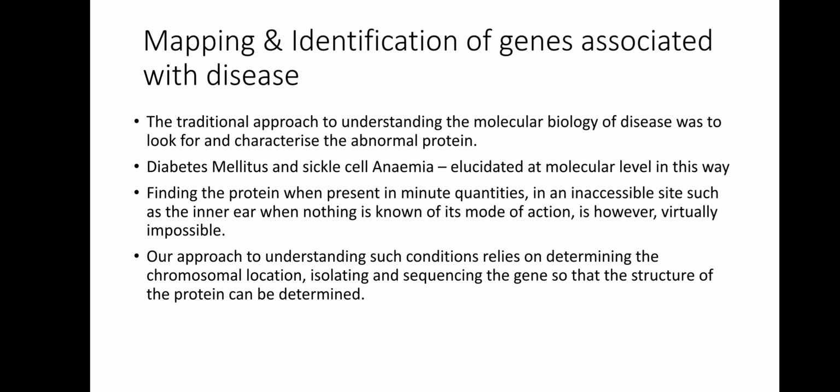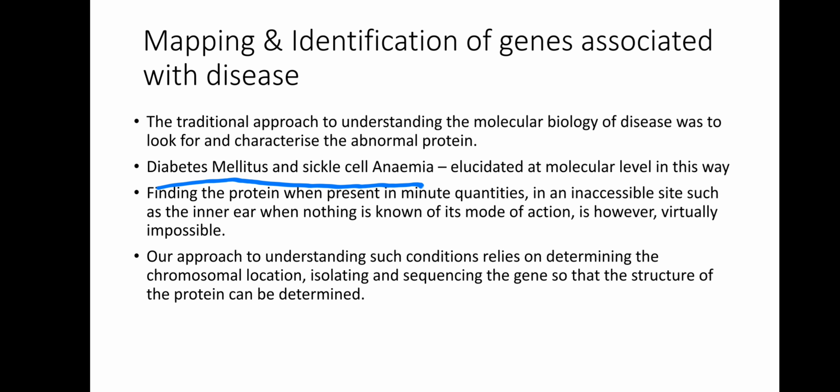Mapping and identification of genes associated with diseases. The traditional approach to understanding the molecular biology of disease was to look for and characterize the abnormal protein. Diabetes mellitus and sickle cell anemia were elucidated at the molecular level in this way. Finding the protein when present in minute quantities, in an inaccessible site such as the inner ear, when nothing is known of its mode of action, is however virtually impossible.